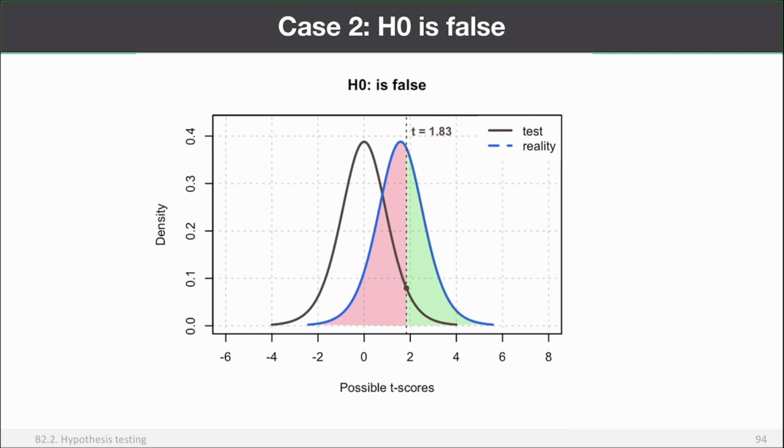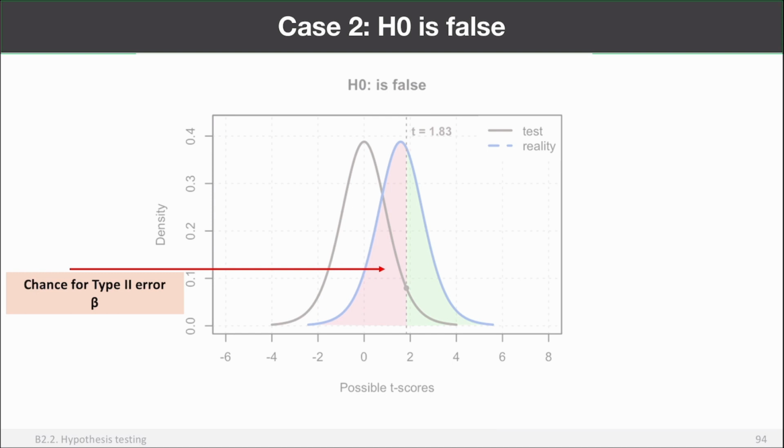But what does the red area depend on, and how do we reduce the red area and increase the green area? Well, apparently the situation is more complicated here because there are many factors that influence this. Let me define this again. This is the red area. It's the chance for type 2 error. And we will use another Greek letter, beta, for that. So alpha is the chance for type 1 error, and beta is the chance for type 2 error.